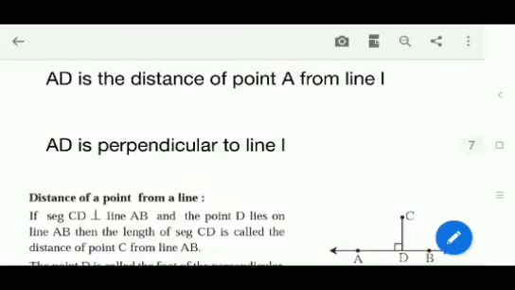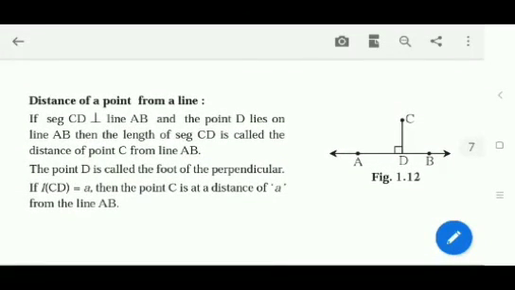So, in this figure, you can say CD is perpendicular to AB. If CD is taken as A, then we say the distance of point C from line AB is A units.